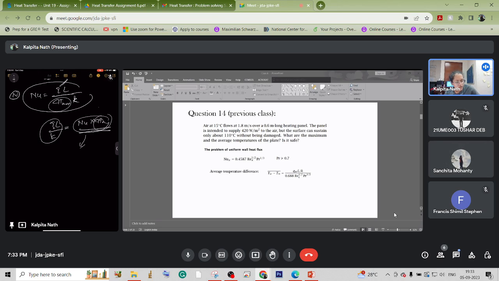And delta T max we know, and Nusselt's number we can replace from what is already given, that is 0.4587, Reynolds number 0.5, Prandtl number to the power 1 by 3. Just replace this, and you can easily cancel off the top and the bottom one. Understood? Don't go for the lengthy process. It will make things simpler.